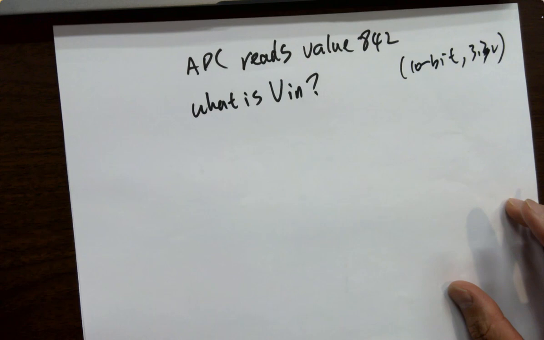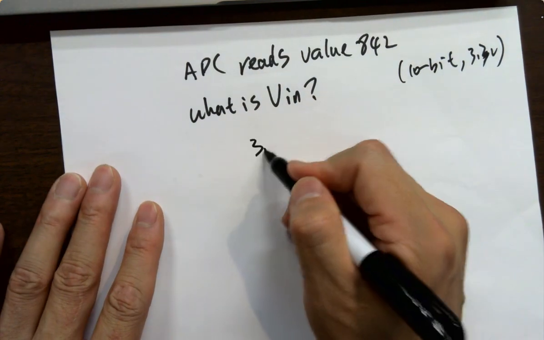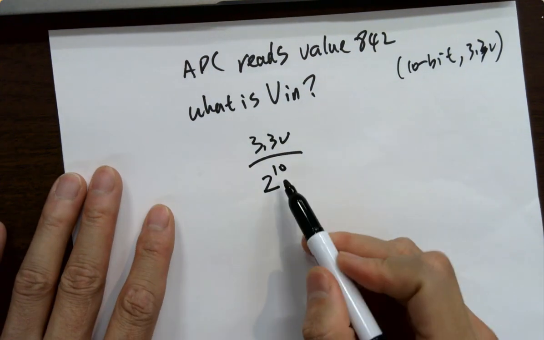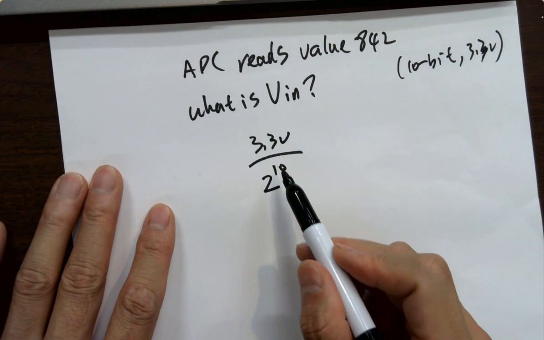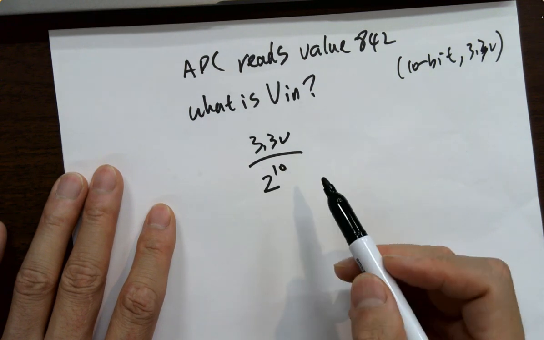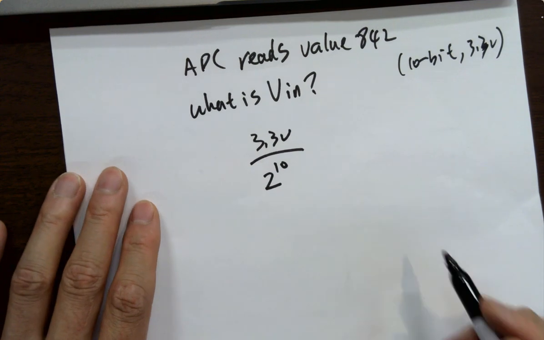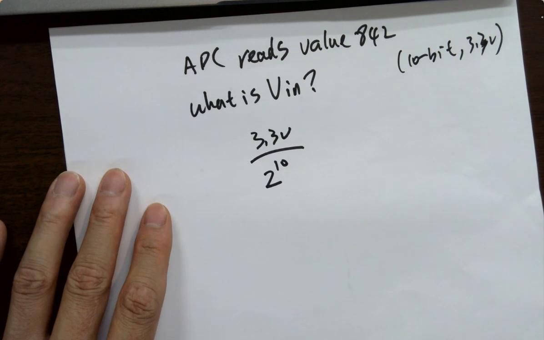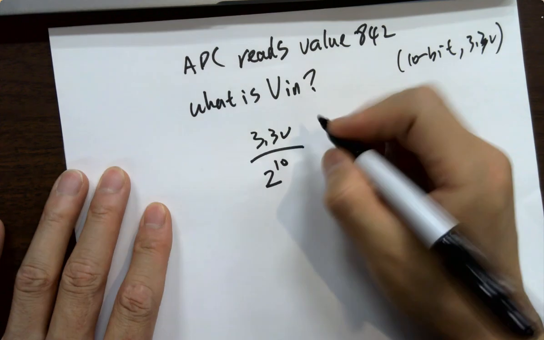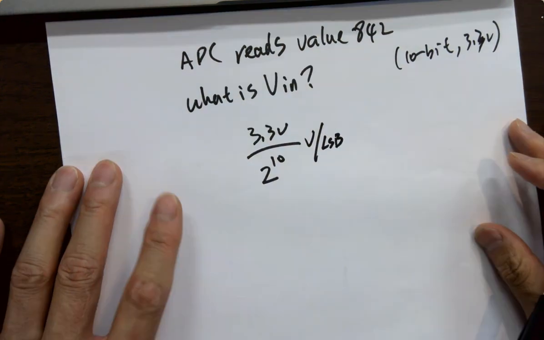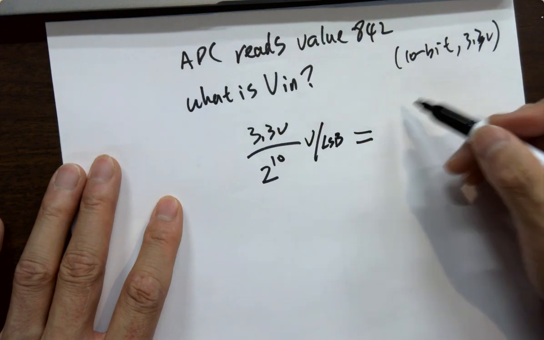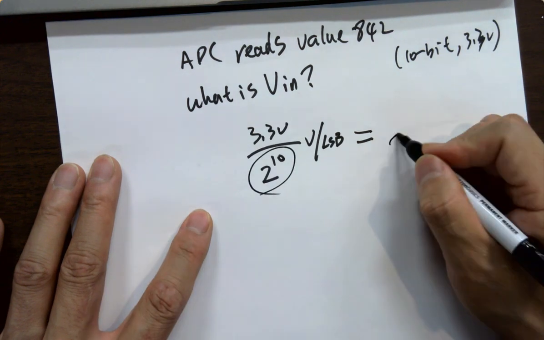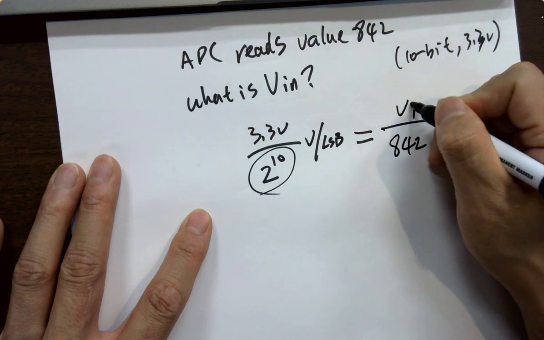What's the V in? So the equation you want to use is 3.3 volts divided by 2 to the 10th. That's a ratio for what? What's the unit here? That's how many volts. That's the resolution, right? How many volts per whatever the thing on the bottom is. Per bit, yes, per LSB. So it's volts per LSB, right? So then multiplied by 842. Let's just list it in a form like this. At the bottom is the digital value. On the top is V in, the analog input. That's it.